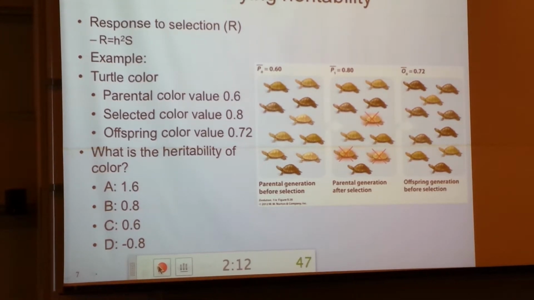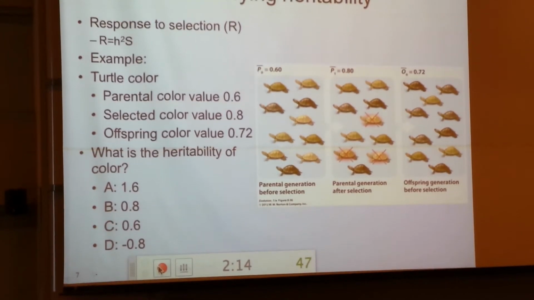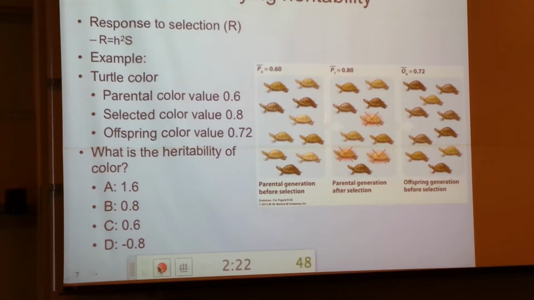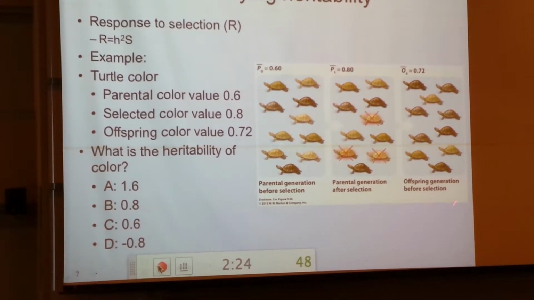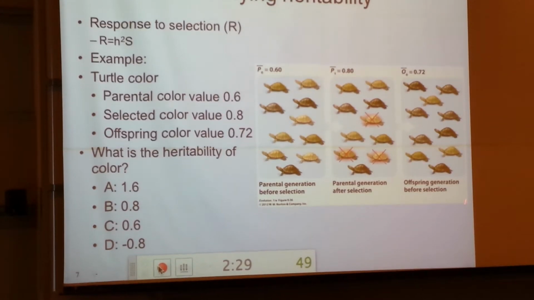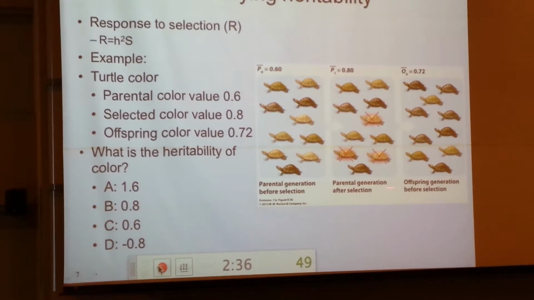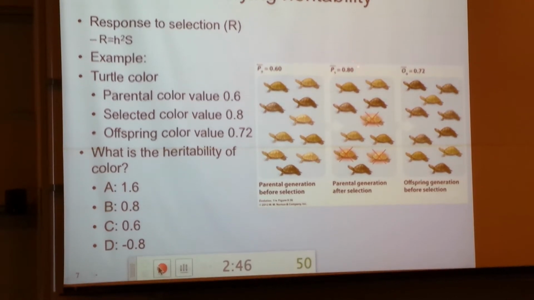You guys with me? So R is the response to selection. This is the parental generation before selection, and this is the offspring generation. So we took all of these, we selected some of them that had a higher value, we bred them, and we created these. They have a higher mean value than the original mean, but it's not as high as the ones that we selected, right?